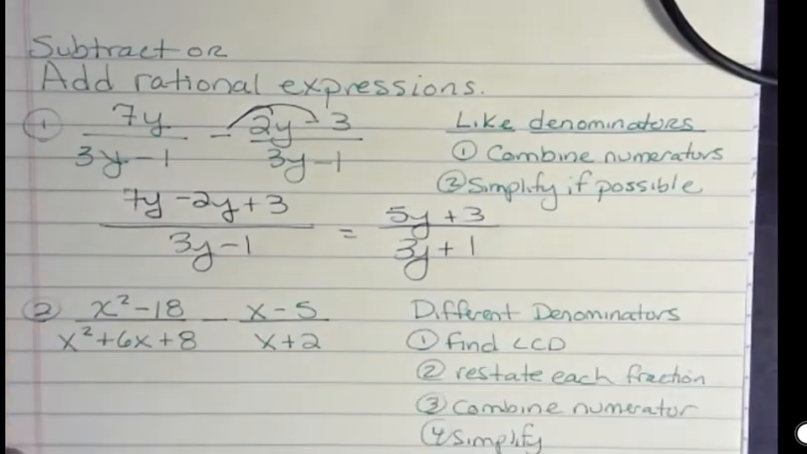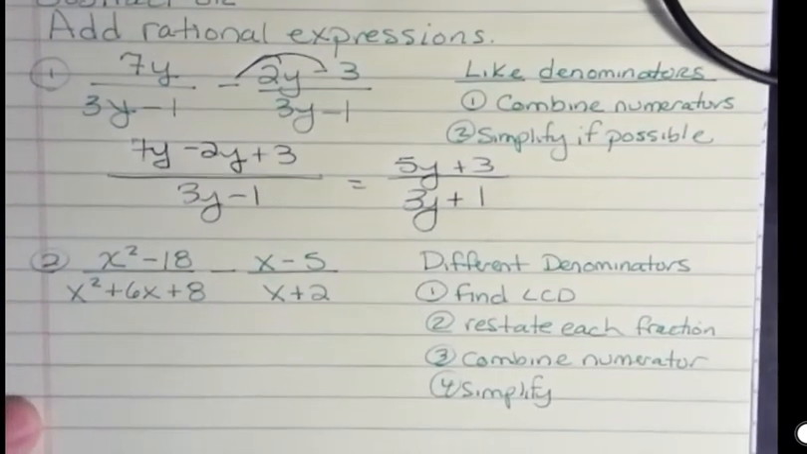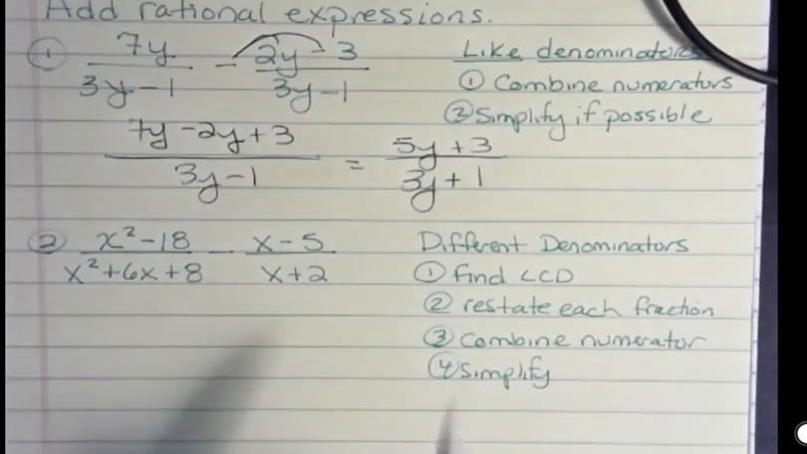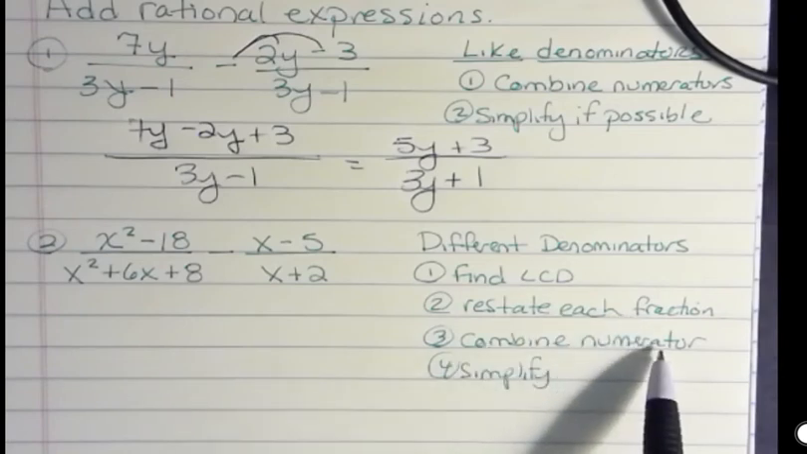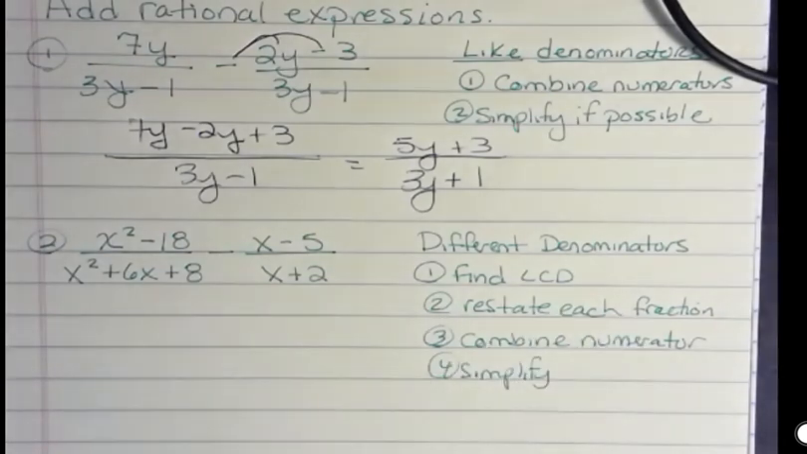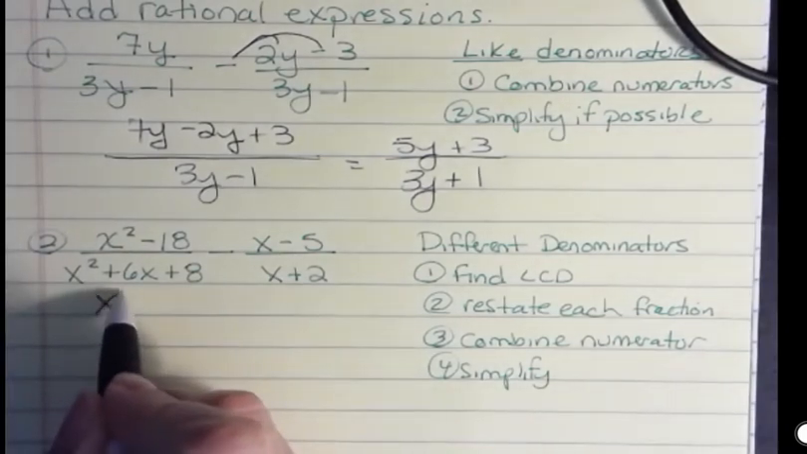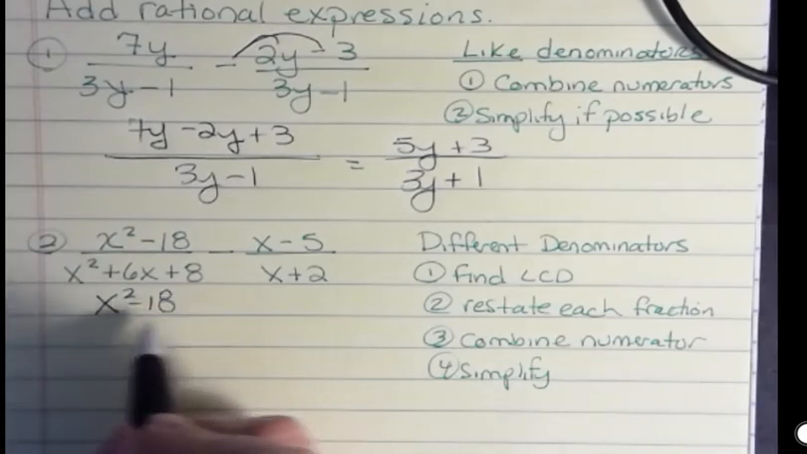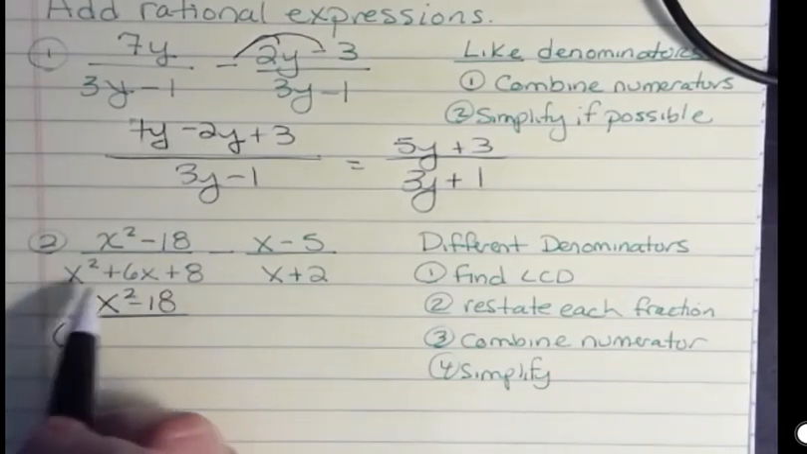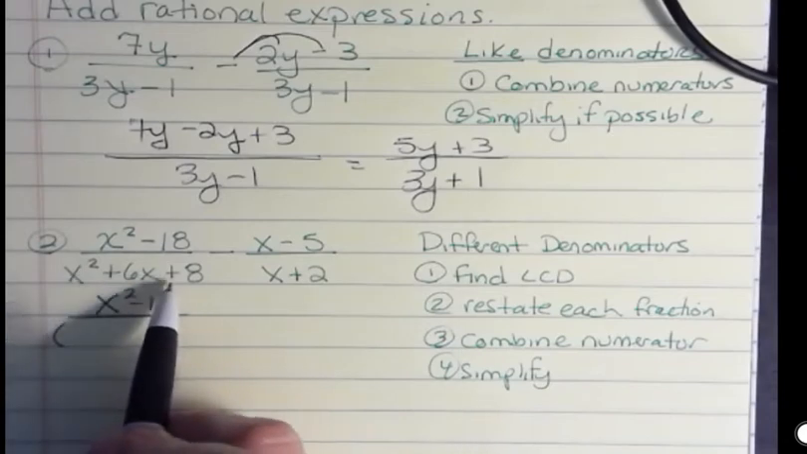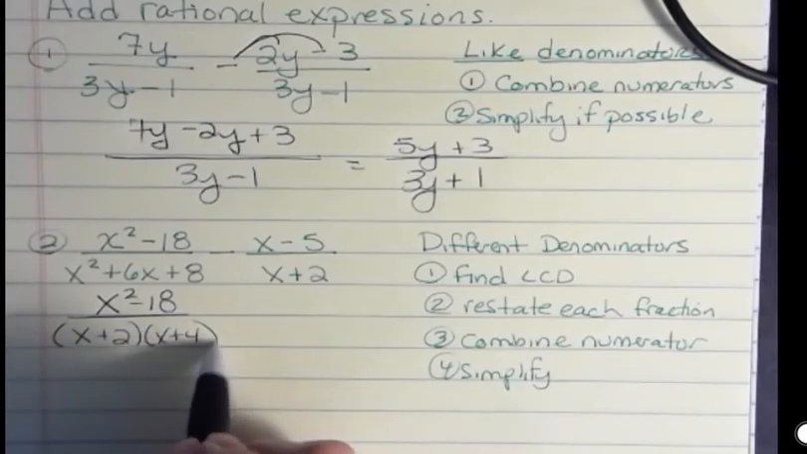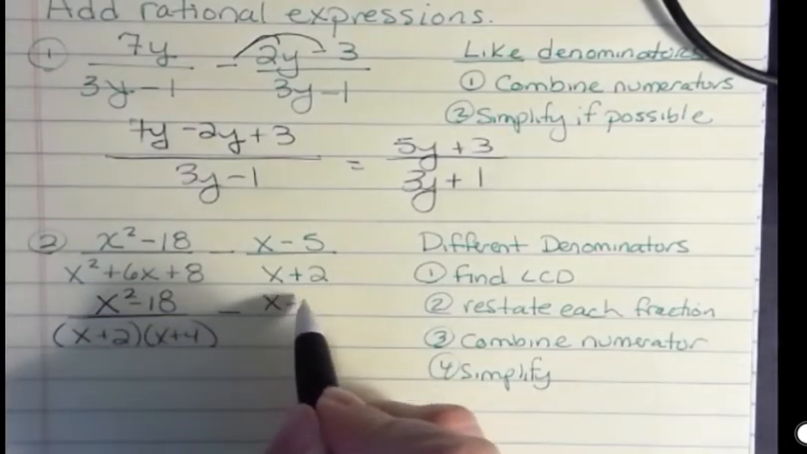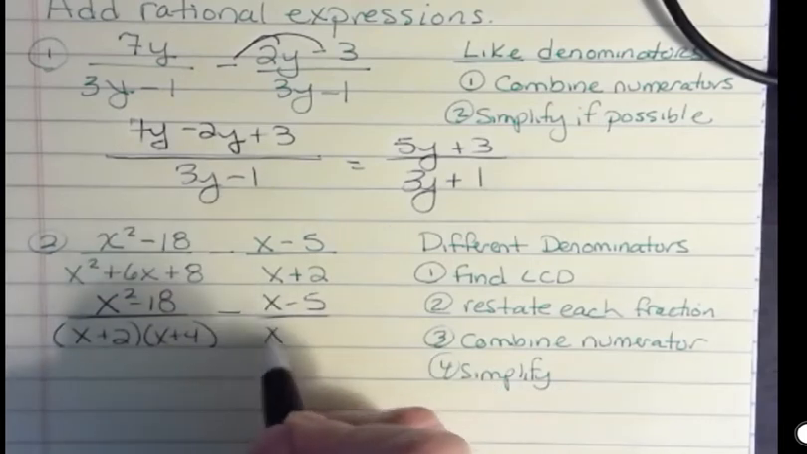In the second example, we do not have like denominators. We have different denominators. So we're going to find the least common denominator, restate each fraction, combine the numerators, and then simplify if possible. In order to find the least common denominator, I'm going to factor my denominators. I'm not going to factor the numerators, but I am going to factor the denominators. X squared plus 6x plus 8 is going to factor into x plus 2, x plus 4. And then I have my second fraction, x minus 5 over x plus 2.